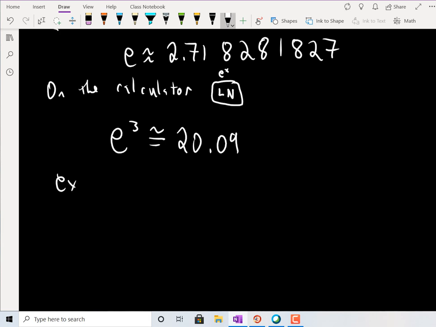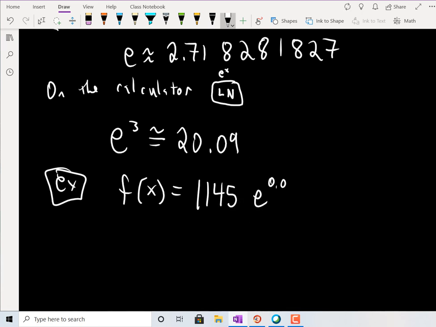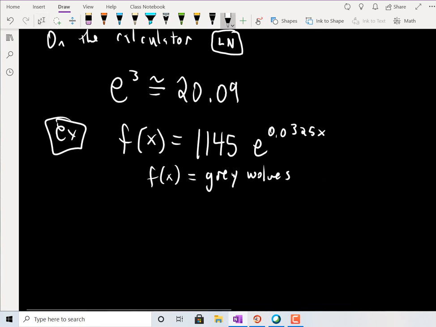So an example, they give you this function, which looks pretty crazy. f of x is 1145 e to the 0.0325x, and f of x represents the number of gray wolves, and x is the number of years after 1978. They want to know, and I think this is the only part we'll look at, what is the population in 2017?